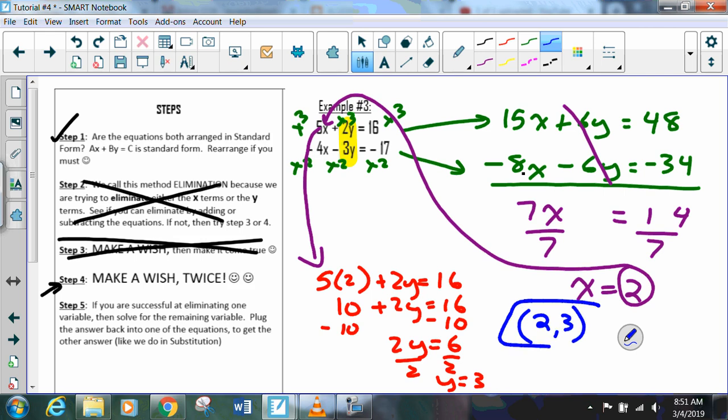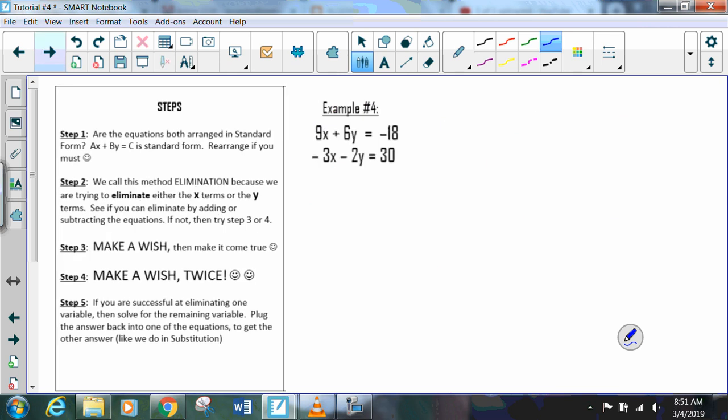If I plug that into my first equation, I'm going to get 10 plus 6. Yep, that's 16. That's correct. All right, so let's see if we can do that again. Actually, this time, we're not going to need to do it again.